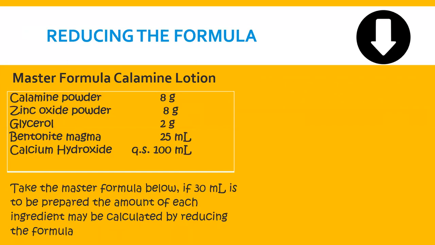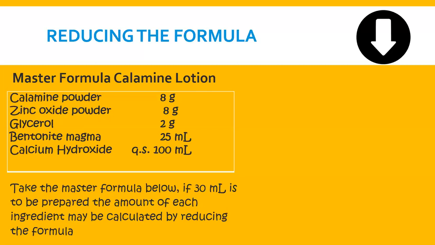Let me say that again. This master formula is completely different from the one we had before. It listed the amounts of each ingredient that will be found in 100 parts or 100 grams of the preparation that we are trying to make. In this case, it's a liquid. And QS, if you remember from that last lesson that dealt with interpretation of prescriptions, means sufficient amount. So this 100 mils of calcium hydroxide does not mean that you're adding 100 mils of liquid. It means that you're adding sufficient amount of the liquid until you reach a final volume of 100 mils. So you're making up the volume.